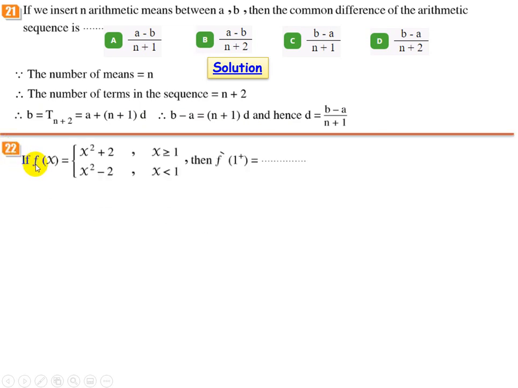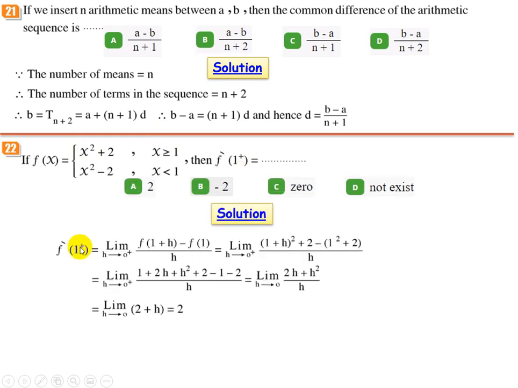Number 22. f of x equals a piecewise function: x squared plus 2 when x is greater than 1, x squared minus 2 when x is smaller than 1. Then f dash 1 equals what? f dash 1 plus equals the limit as h tends to 0 from the positive side of f of 1 plus h minus f of 1 over h, which means 1 plus h squared plus 2 minus between brackets 1 squared plus 2. After simplifying it, we'll find that this limit equals what.